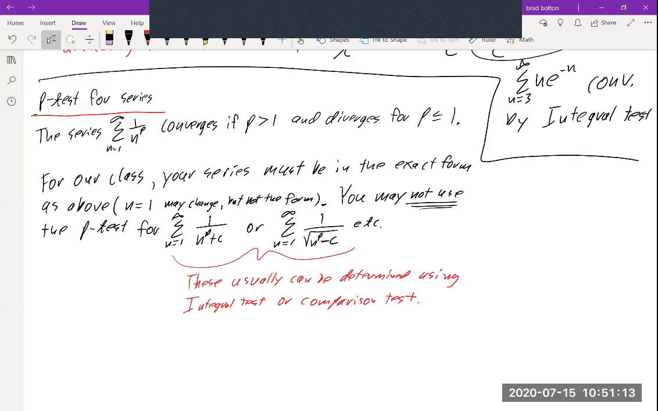You may not use the P-test for 1 over n to the p plus c or 1 over n to the p minus c square rooted, and so on. I think if you're using the Stewart book, they won't allow it, but in the Briggs book, I think they ask you to use the P-series for these. Please do not. You must use the comparison test, or something else, sometimes the integral test. So that's just something to keep in mind.